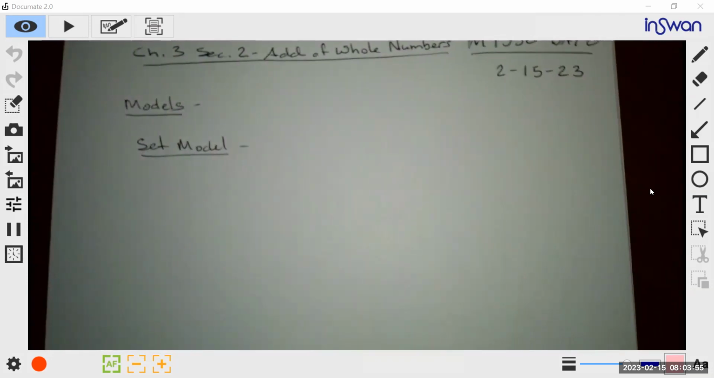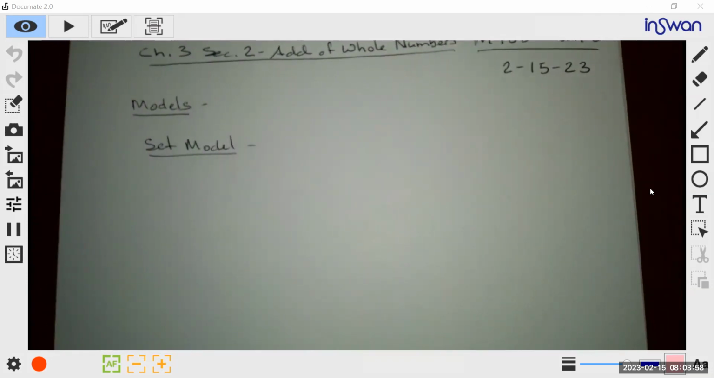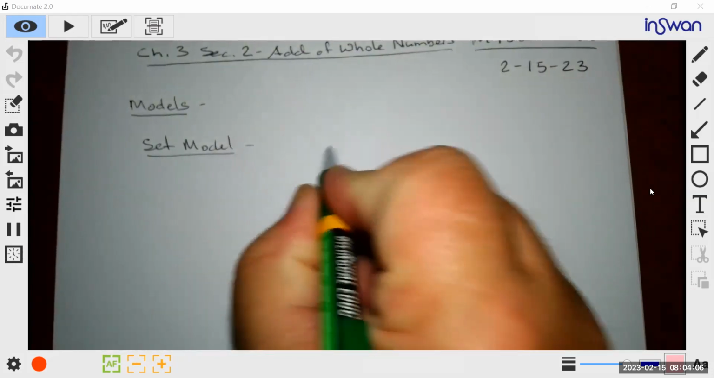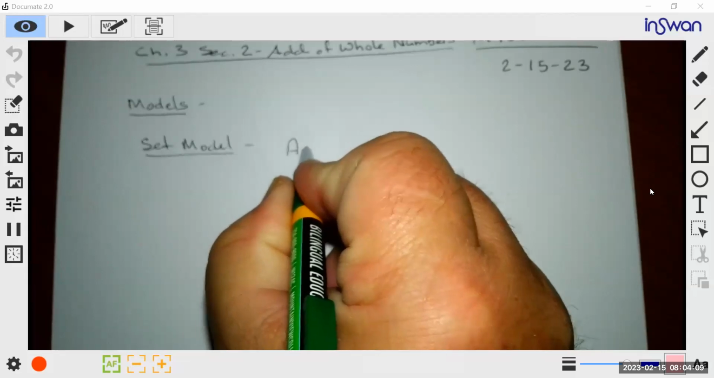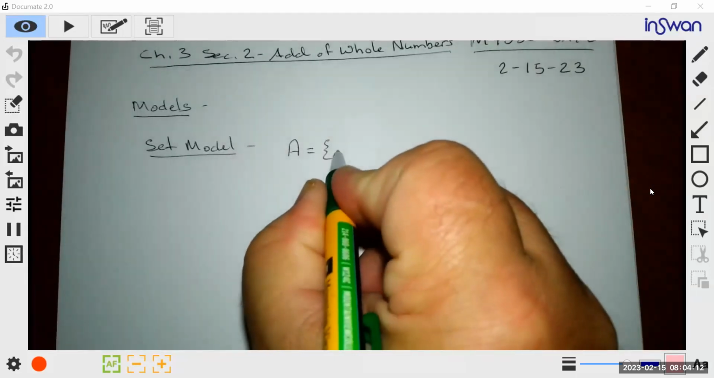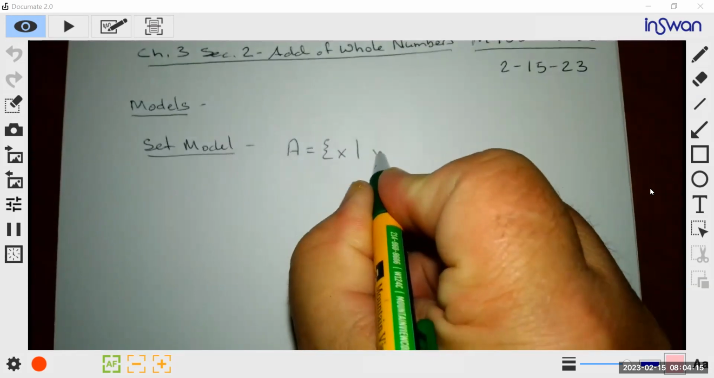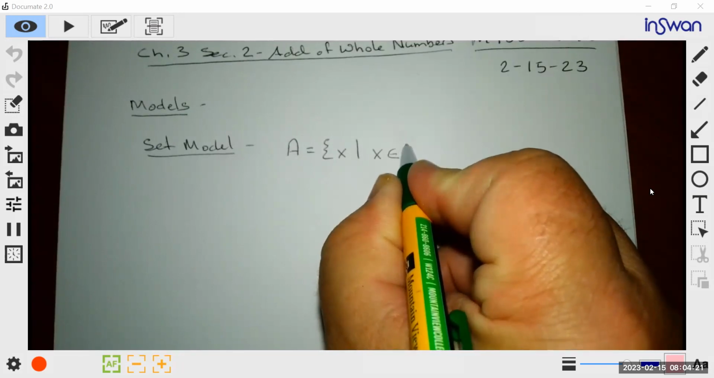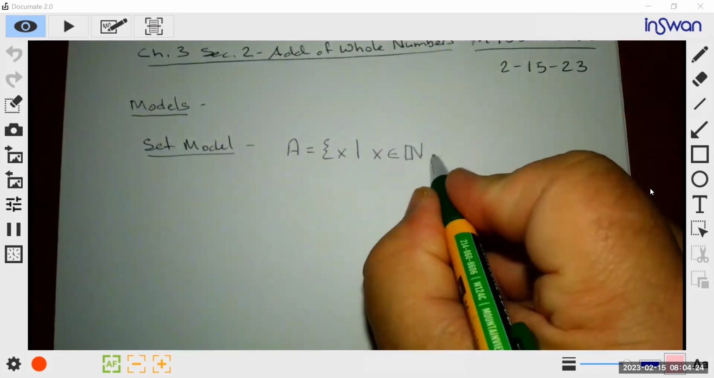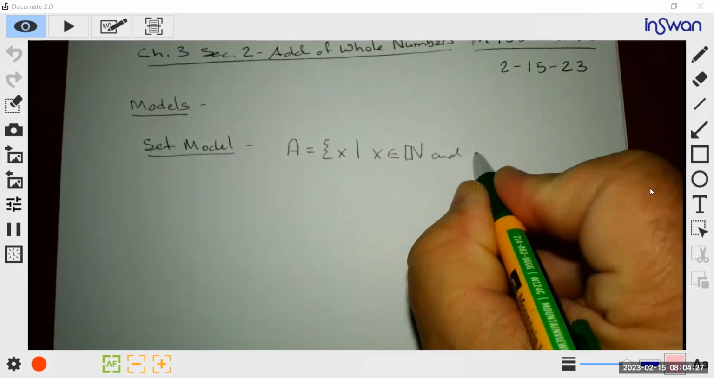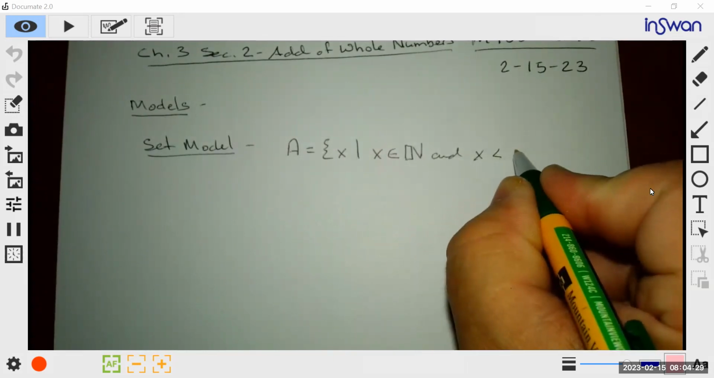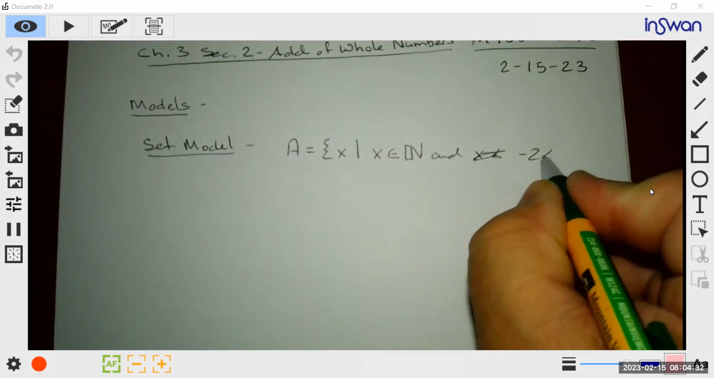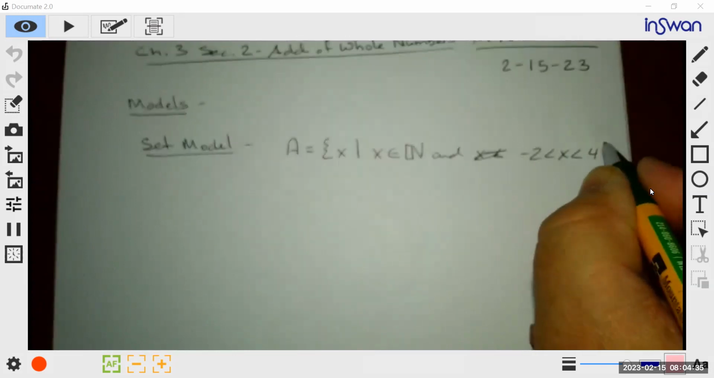Remember what are sets? That's what we talked about in the last chapter. What are sets? What defines a set? Right. So you have a letter, for example, set A is defined by the elements X such that X is an element of, say, the integers, and X is between -2 and 4.